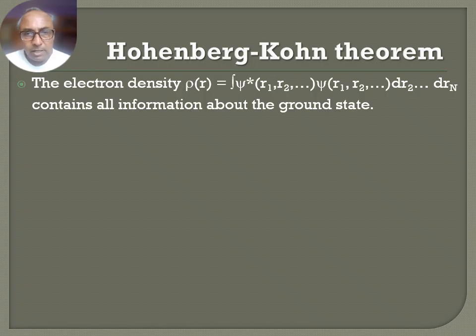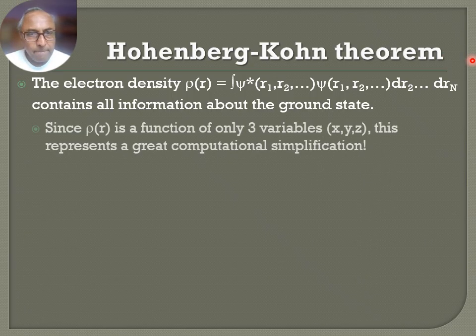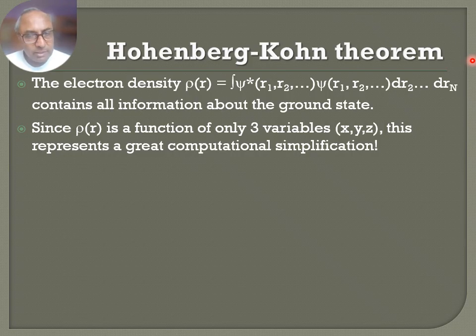psi star of R1 through Rn times psi of R1 through Rn, integrated over the coordinates of all but one electron, that is integrated over dR2 till dRn, contains all the information about the ground state. Since rho of R is a function of only three variables x, y and z, this represents a great computational simplification, since instead of dealing with the many electron wave function, which is a function of the coordinates of all the electrons in the molecule, we only have to deal with the electron density, which is a function of just x, y and z.